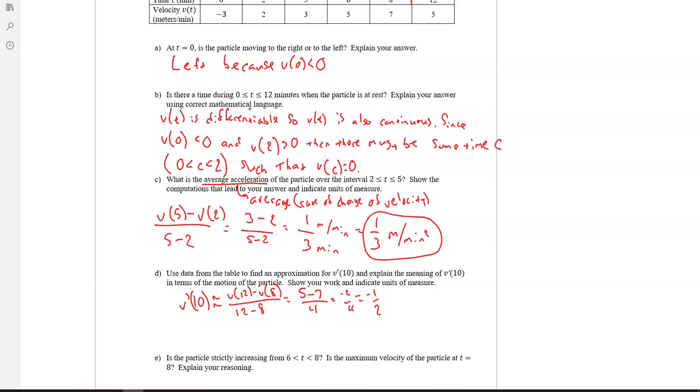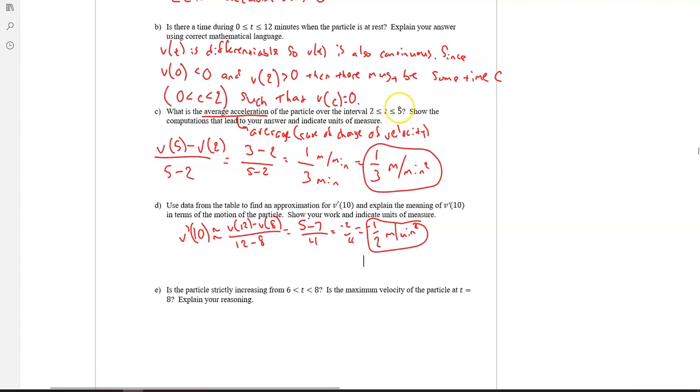The units of measure: we did velocity divided by time again, so it would again be meters per minute squared. Okay? So there's our answer. Explain the meaning of v prime of 10 in terms of the motion of the particle. So how might we describe this here?